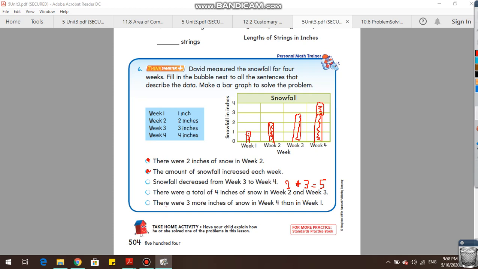Last one. There were 3 more inches of snow in week 4 than in week 1. Okay, week 4 I have 4, and week 1 I have only 1 inch. Okay, there were 3 more. 3 more means I have to subtract. So 4 minus 1 equals 3. So we have 3 more. Yes, we have 3 more.